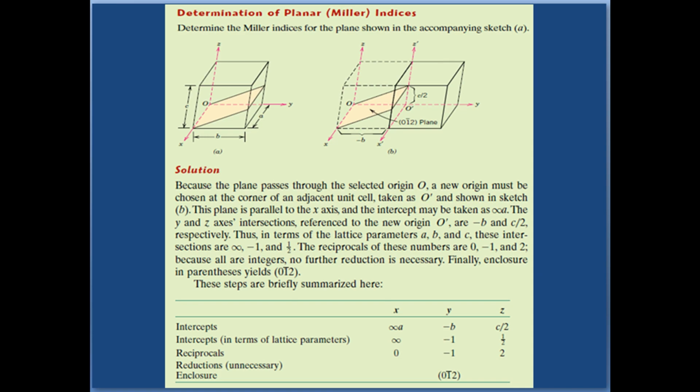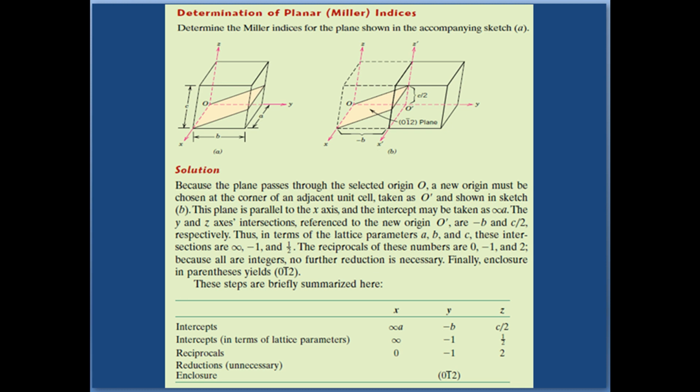Now we are going to see the determination of planar indices, that are Miller indices, with an example. Determine the Miller indices for the plane shown in accompanying sketch A. For sketch A, you are supposed to determine the Miller indices. Now we are going to see the procedure to determine the Miller indices. The procedure used to determine the h, k and l index numbers is as follows.